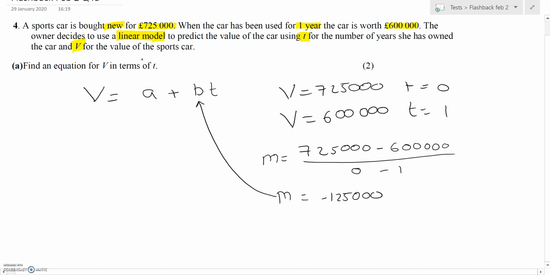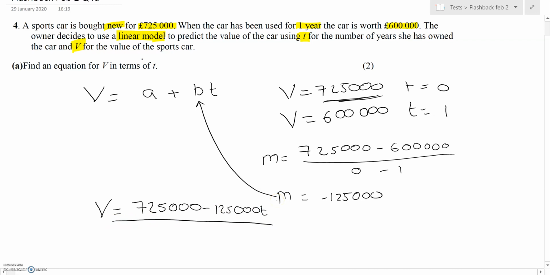And this is a linear model, so A is going to be our y-intercept. Our y-intercept is when T is equal to 0, and we already know that V is equal to 725,000 at this point. So we can sub that into our y-intercept, and so giving us V is equal to 725,000 minus 125,000 T. And that's our equation for V in terms of T.